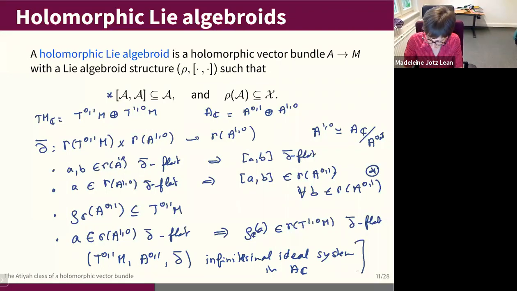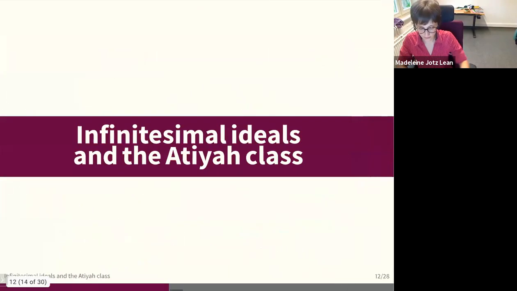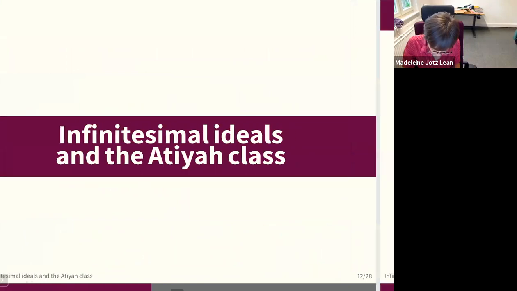Right, so just to make sure that the next definition is motivated, keep in mind a holomorphic Lie algebroid is just an infinitesimal ideal system in a complex Lie algebroid over a complex manifold. Okay, so now I can finally give you this definition. I hope it's motivated enough.